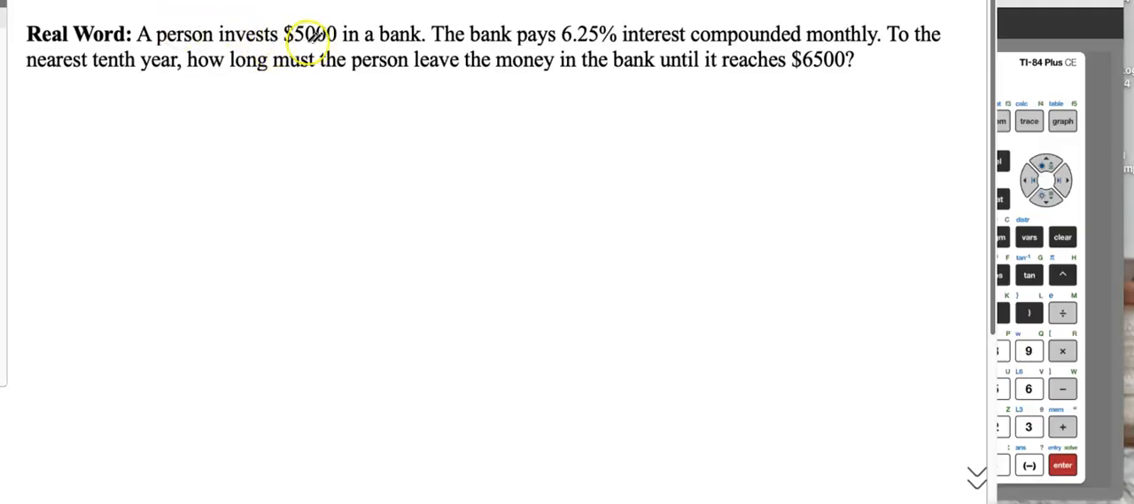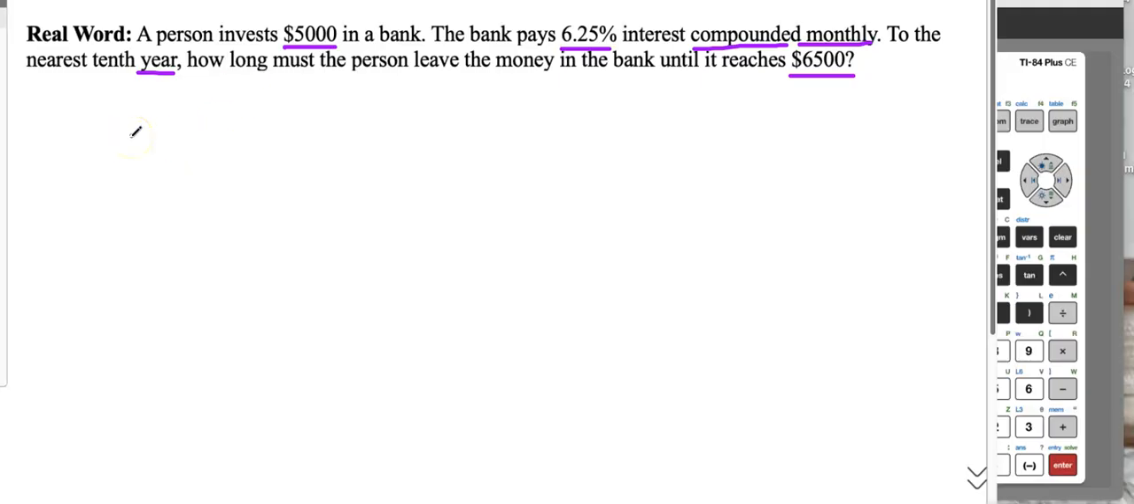So let's say you want to invest $5,000 into a bank. That bank is going to pay you 6.25% interest, which, dang, that's a great interest rate, compounded monthly. And so to the nearest year, how long should your money be in the bank so that it's going to reach $6,500? So if it's compounded, we're going to go back to that compounded interest formula from lesson 5.2.